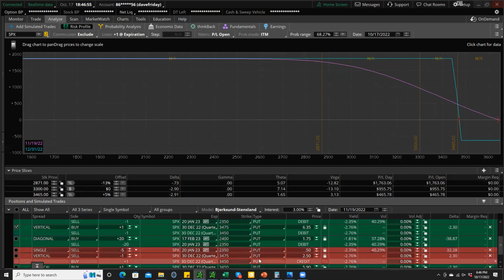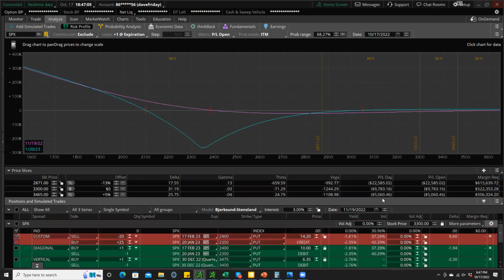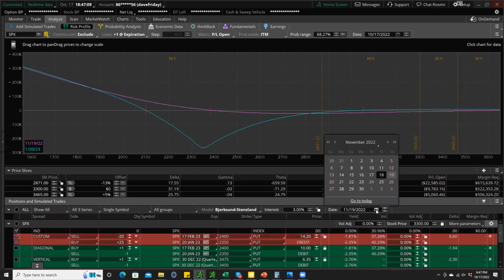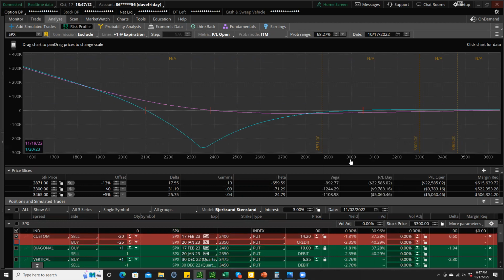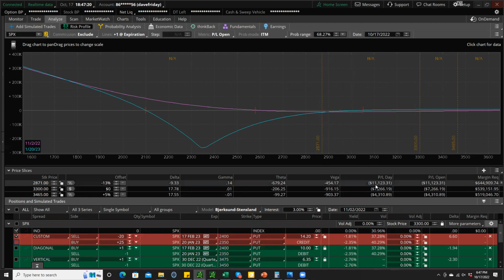So what are some things that we could do? Let's go ahead and we're going to take that off. We're going to put this back on, and we're going to change this to say November 1st. Okay, down 13% would be about the worst place we could be. We'd be down $11,000. What are some of the things we could do?